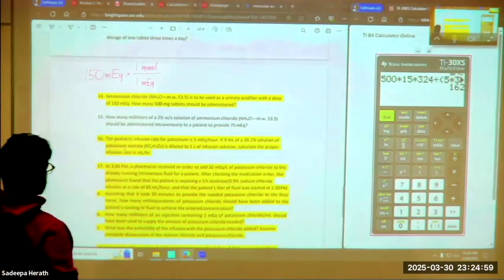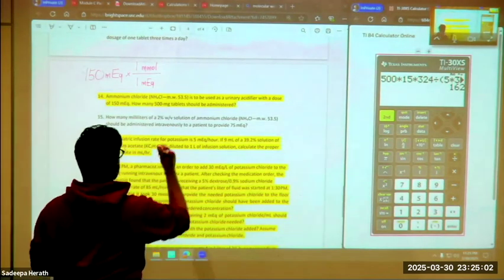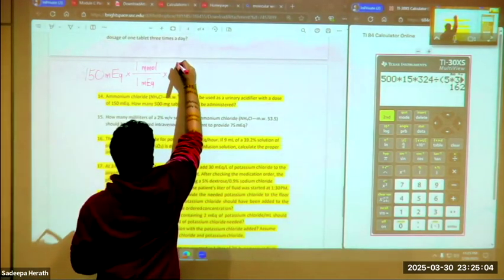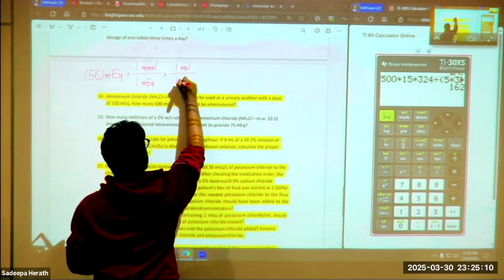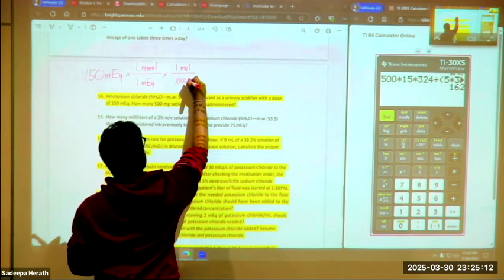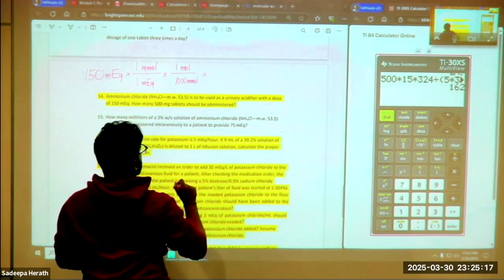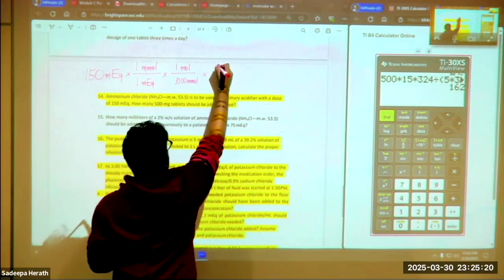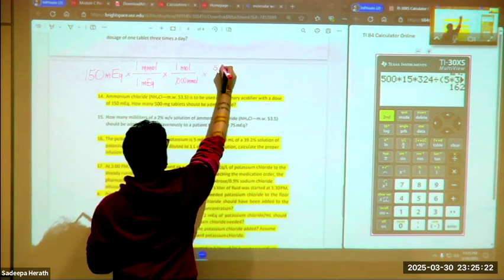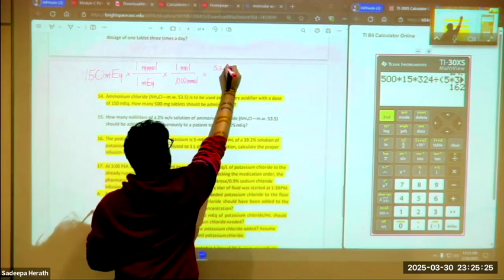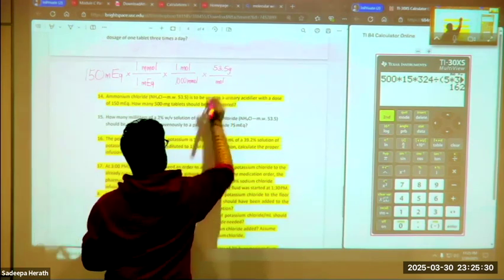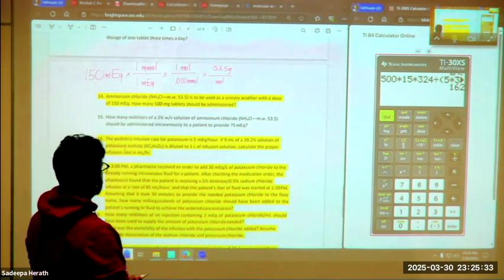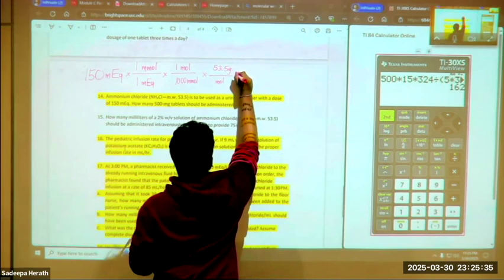Okay, so MEQ, millimole to mole. We've been doing this a few times. For every mole, 1,000 millimoles. And then from moles to grams. How many grams in a mole in this mole? 53.5 grams per mole. All right, so let's find out what that is.